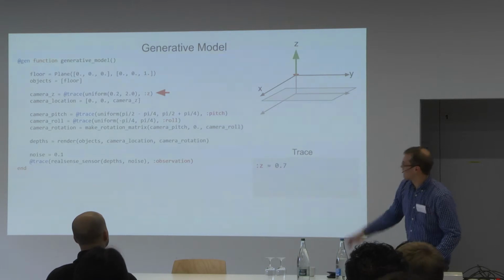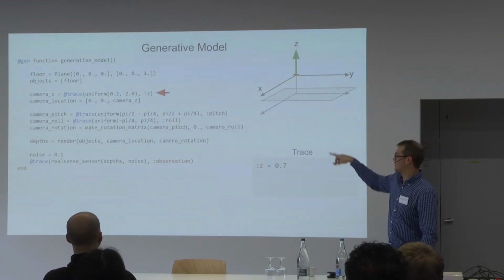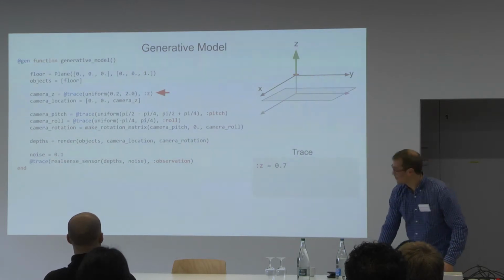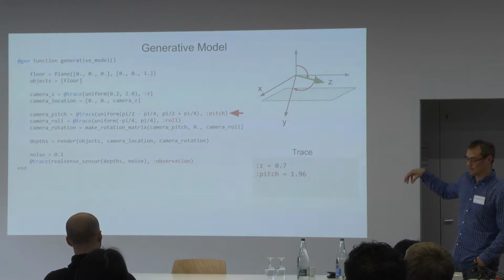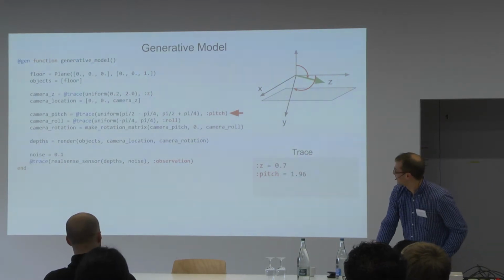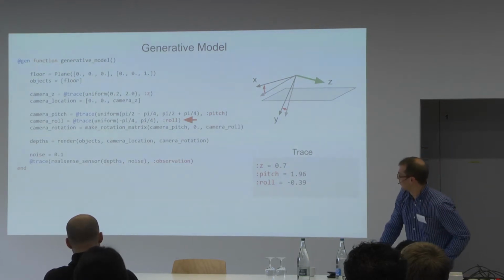And we're going to give that random variable a name. This is similar to Pyro's naming scheme. We're going to call that z. And then we're going to sample a pitch angle for the camera from some distribution, and a roll angle as well. So those are the three random choices in our program.